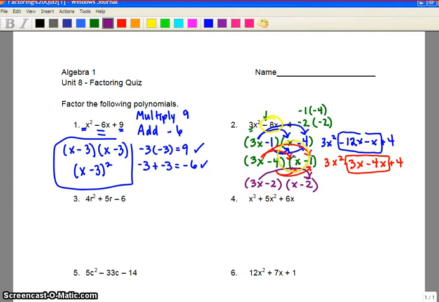I take the 3x times the x, which is going to give me a 3x squared. The 3x times the negative 2 will give me a negative 6x. Negative 2 times an x is going to give me a negative 2x. And a negative 2 times a negative 2 will give me the positive 4. Checking that middle term, a negative 6x minus a 2x does give me a negative 8x. We have found our solution. It's right here. Our answer then is 3x minus 2 times x minus 2.